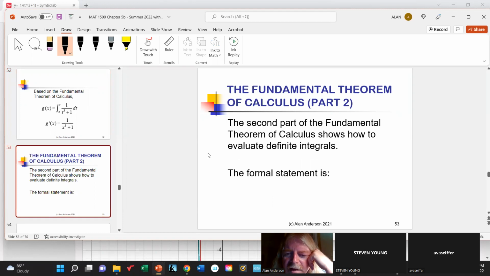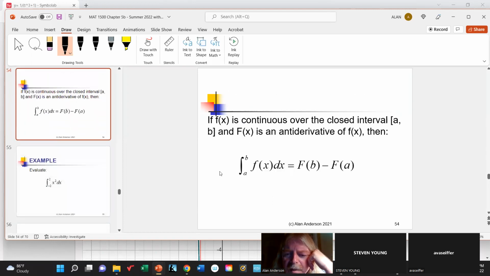Okay, so let's take a look at this one. So basically, I already showed this to you a little earlier. If f of x is continuous, of course, over the closed interval a to b, and capital F of x is an antiderivative of f of x, then this relationship has to hold.